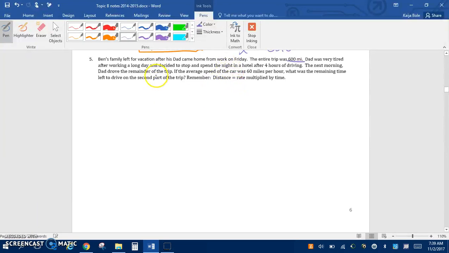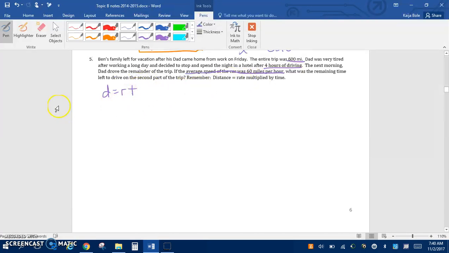Dad was very tired after working a long day and decided to stop and spend the night in a hotel after 4 hours of driving. The next morning, Dad drove the remainder of the trip. If the average speed of the car was 60 miles per hour, what was the remaining time left to drive on the second part of the trip? It says, remember, distance equals rate multiplied by time. So that whole equation there, remember, is d equals rt. Our distance is how far, and then we have rate and we have time.